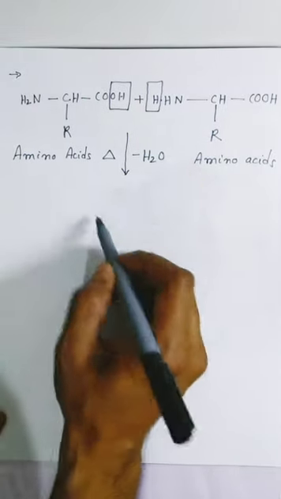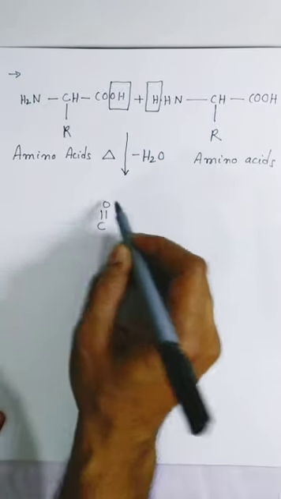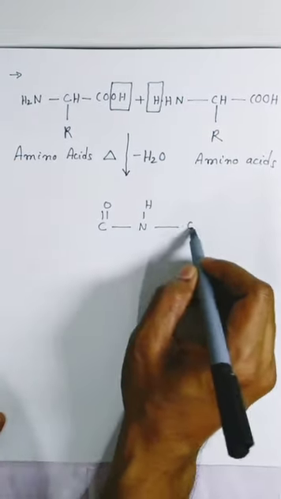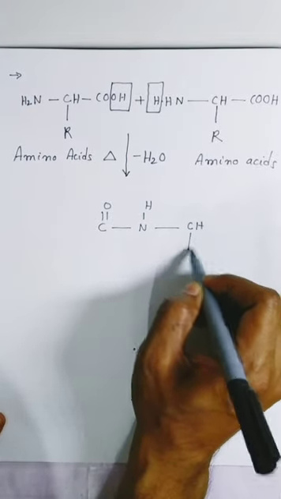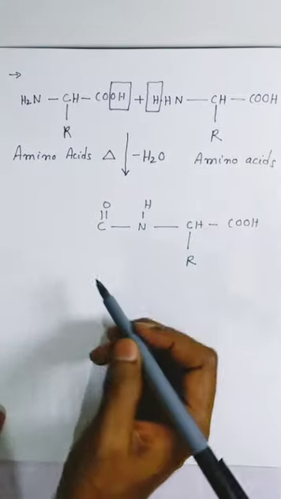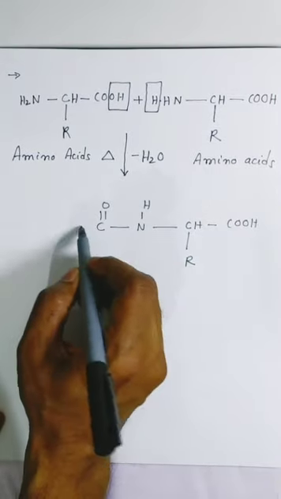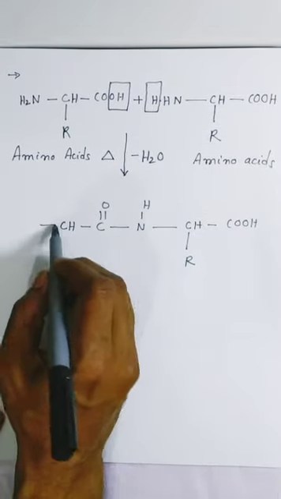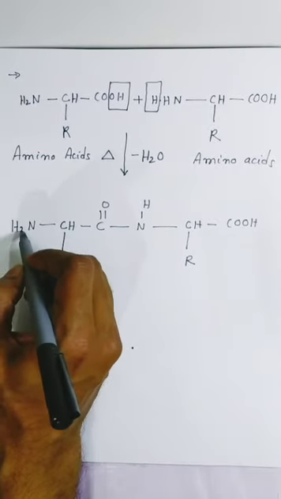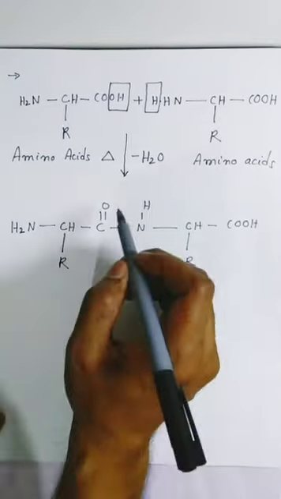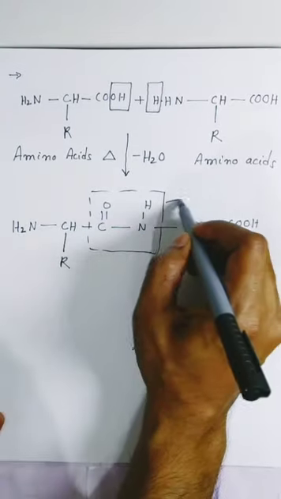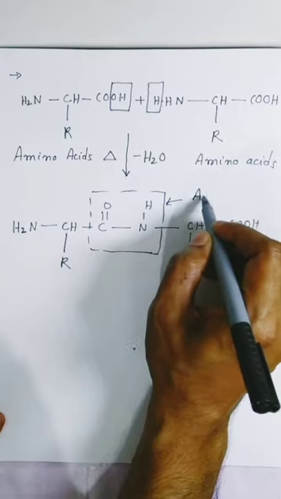How will it form, students? Here CO, NH I can write like this, and this is the carbon which has a tetrahedral structure. This side acidic group, and this is the alkyl group. Same thing, students, this side you have a carbon with a tetrahedral structure, alkyl group. Here it is the amine group. So it is forming the amide. This is the amide formation. This bond is because of the amide formation.